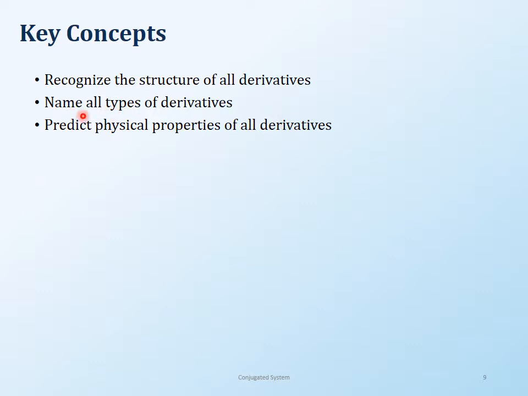You should be able to name the derivatives. I especially ask you for esters and amides. Acyl chlorides and anhydrides, not so much, okay? But definitely for esters and amides, you should know. And you should be able to predict a little bit about the physical properties, for example, solubilities and so on, for all the derivatives.